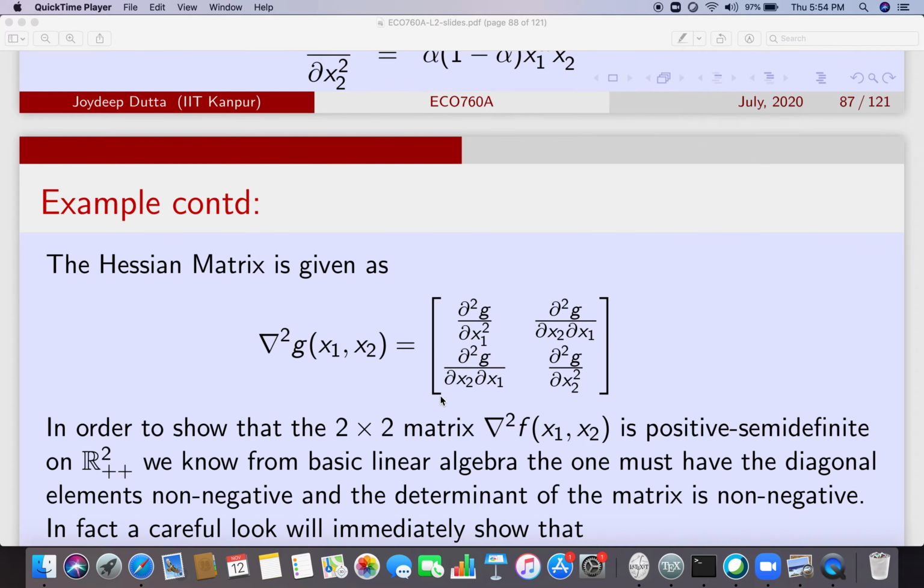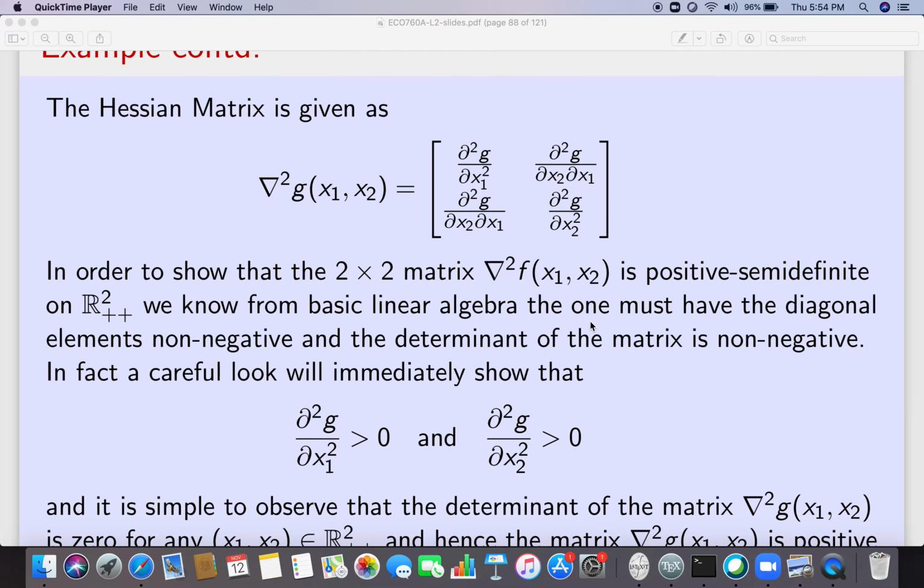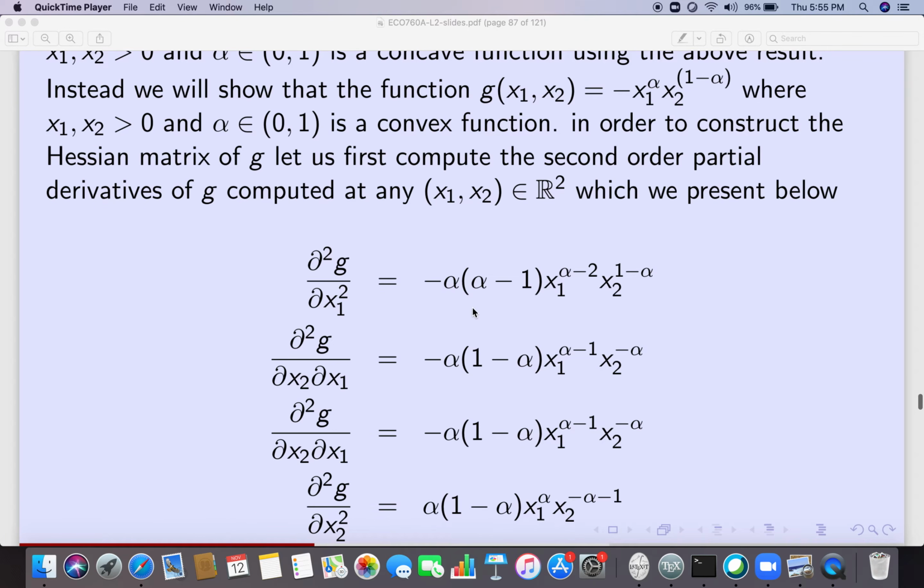So those who know some bit of linear algebra would know that if I want to show that this 2 by 2 matrix is a positive definite matrix, I have to show that these diagonal elements are greater than or equal to 0, and the determinant of this matrix is also greater than or equal to 0. So these two are strictly greater than 0, which is immediately apparent from the second order derivatives.